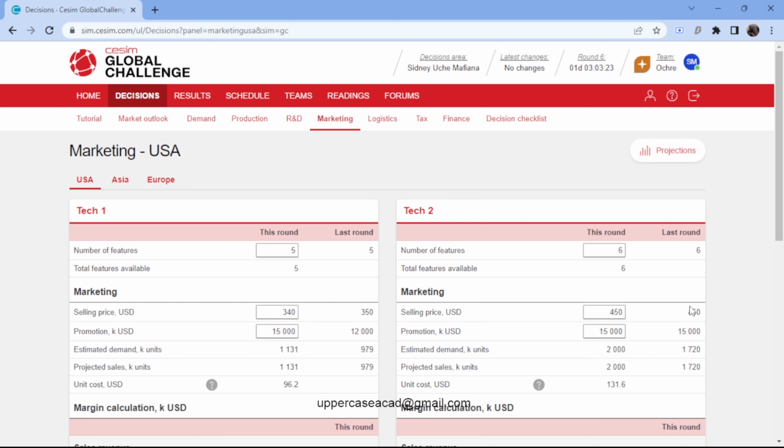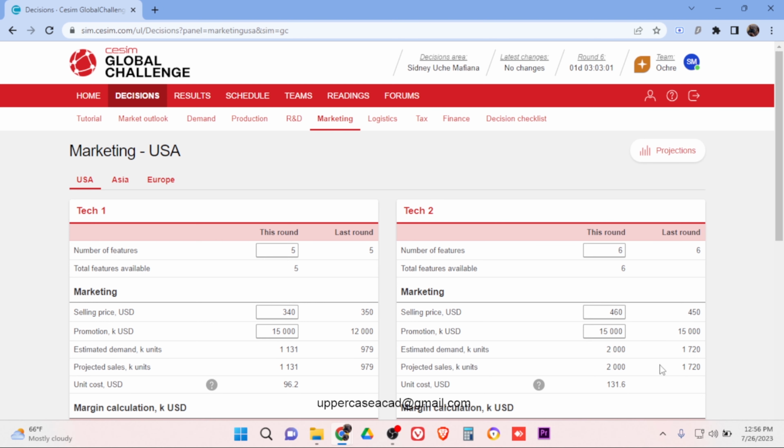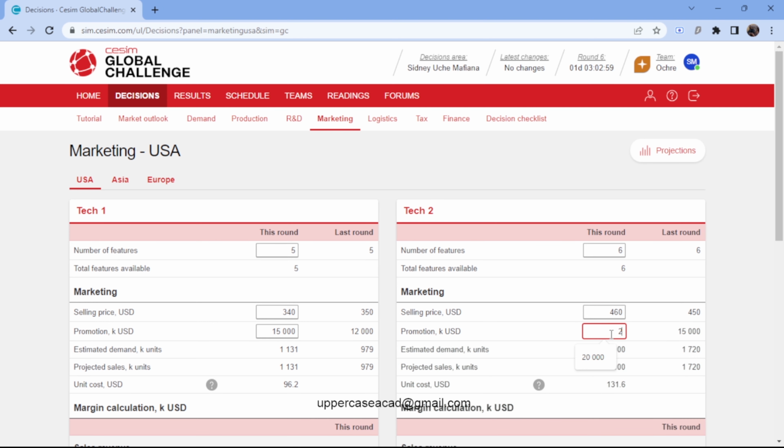Now, shifting our focus to Tech 2, we'll enhance the product by adding one feature. So we already know it has 6 features. Now, to reflect the improved offering, we'll raise the selling price to 460 and allocate a promotion budget of 20,000. So this will drive the brand awareness.